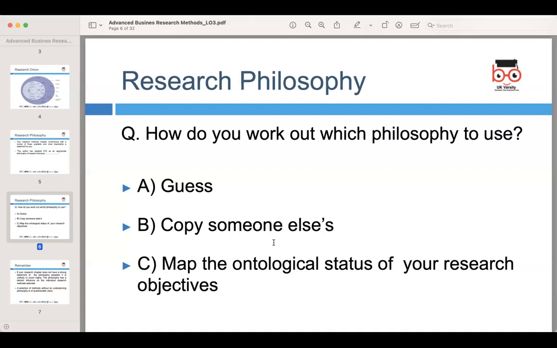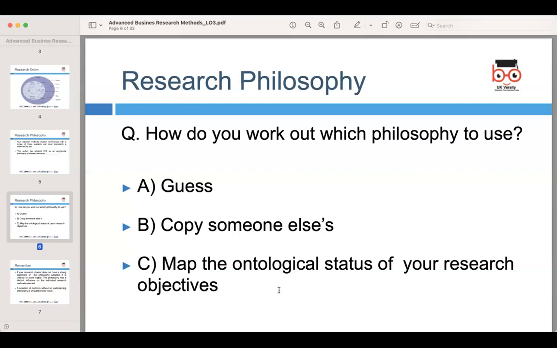Option B involves copying someone else's philosophy. Now, while it is perfectly acceptable to draw inspiration from existing research philosophies, blindly adopting someone else's approach without careful consideration is not advisable. Your research should reflect your own objectives and perspectives, which may differ from those of others.